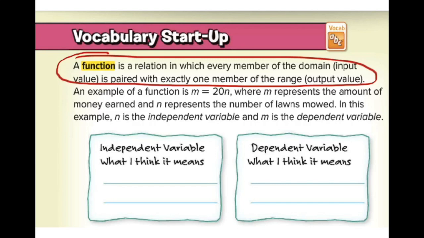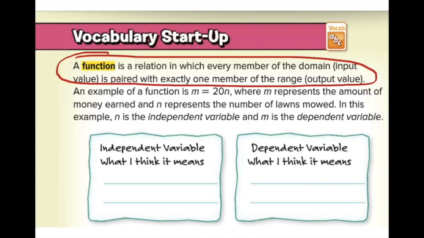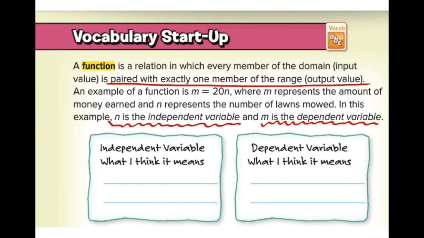The new information here that I want you to take a look at, so this piece is our new piece. I'm going to give you a situation. Read along with me. An example of a function is m equals 20n, where m represents the amount of money earned, and n represents the number of lawns mowed. In this example, n is the independent variable, and m is the dependent variable. So they're telling you what is independent and what is dependent.